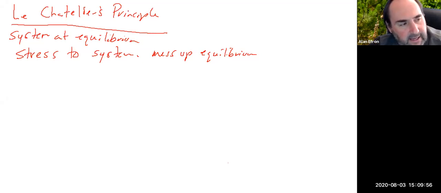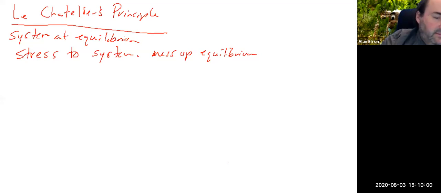All right, so we got to hear Le Chatelier's principle in lecture. To touch on some of the highlight points, we're talking about a system that has reached equilibrium. So the rate of the forward reaction equals the rate of the reverse reaction, and then something happens to it to mess up the equilibrium.